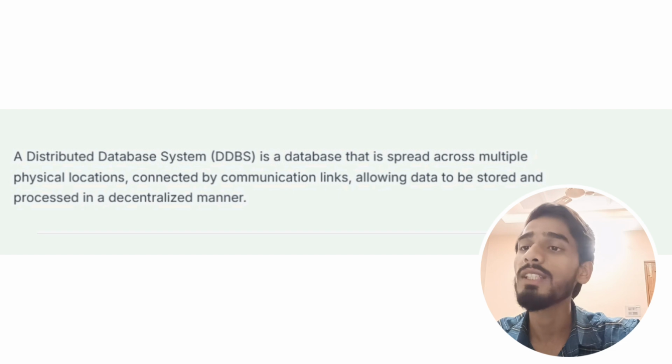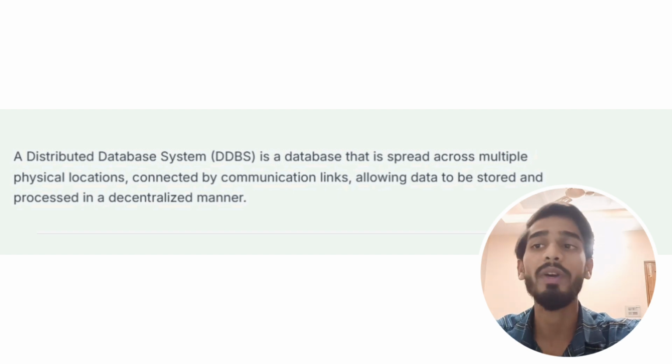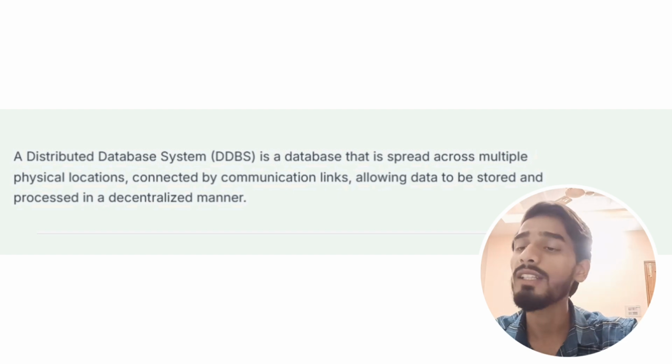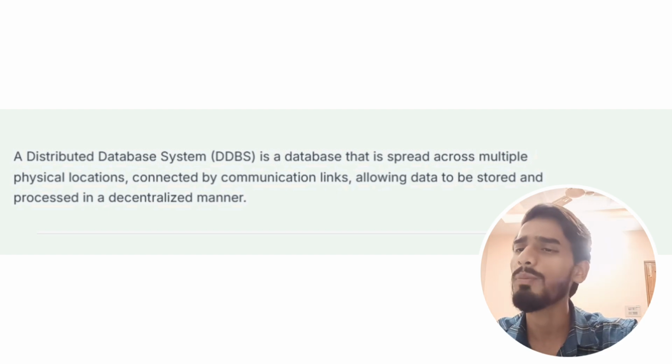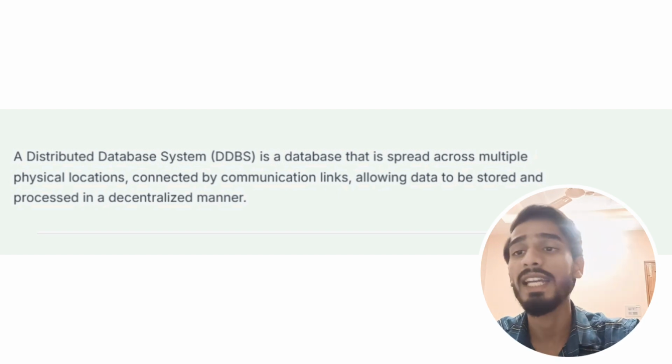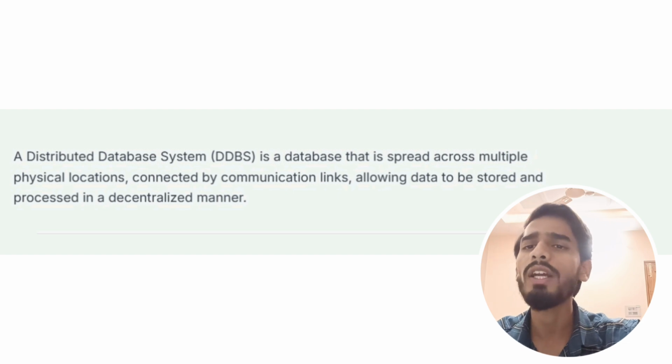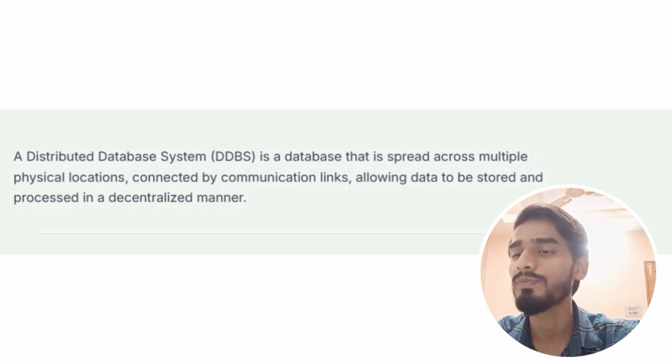Now let us see some important points. Let us define distributed database system. A distributed database system is a database that is spread across multiple physical locations connected by communication links, allowing data to be stored and processed in a decentralized manner.